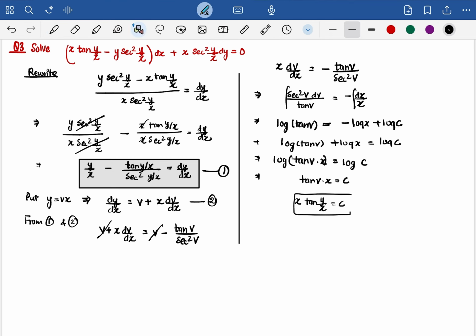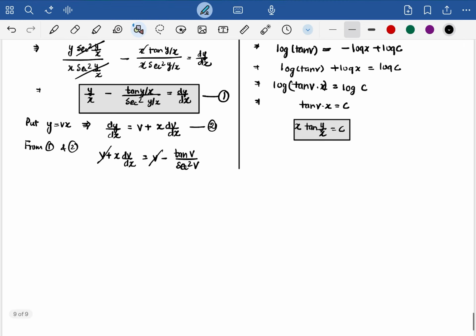So in this way we solve the homogeneous equation, but there is a more advanced version of this, equations reducible to homogeneous equations. You can practice this from your textbooks.